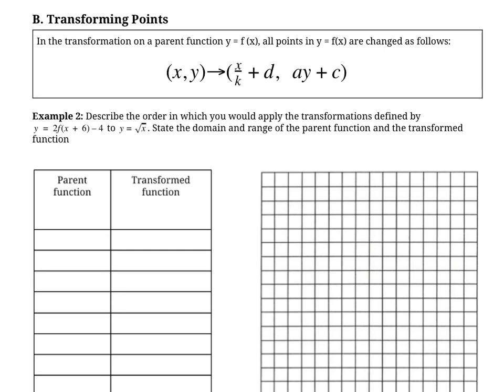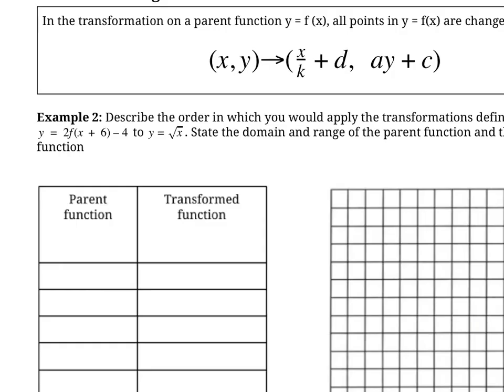So let's see how this works with an example. I know this question asks us to describe the transformations and stuff like that. Really what we want to do is we want to be able to sketch the parent function and the transformed function, and then state the domain and range. So that's what we're going to be doing here. We're not going to actually do this part where it says describe the order in which you would apply the transformations. So the parent function we have to deal with, as per the question, is y equals root x.